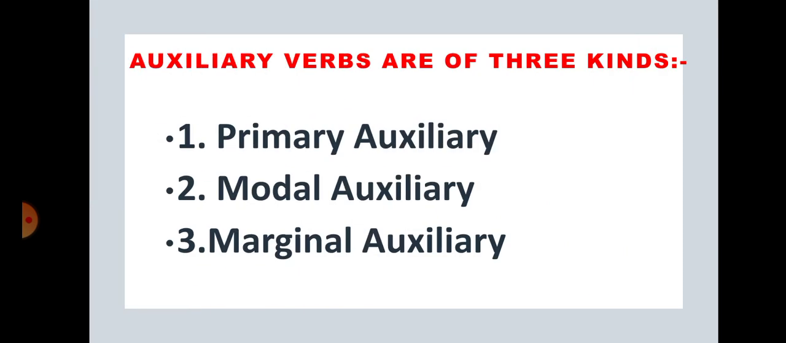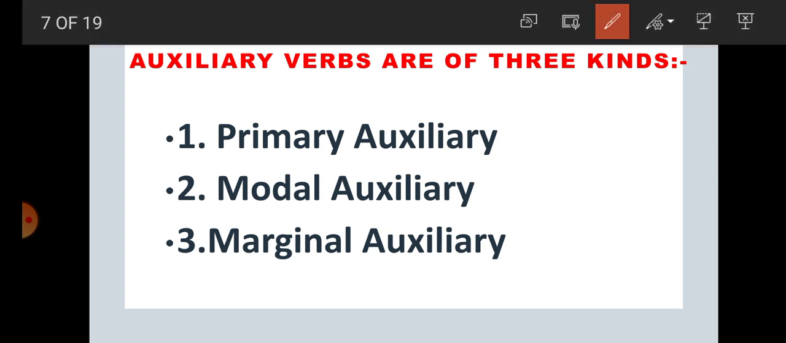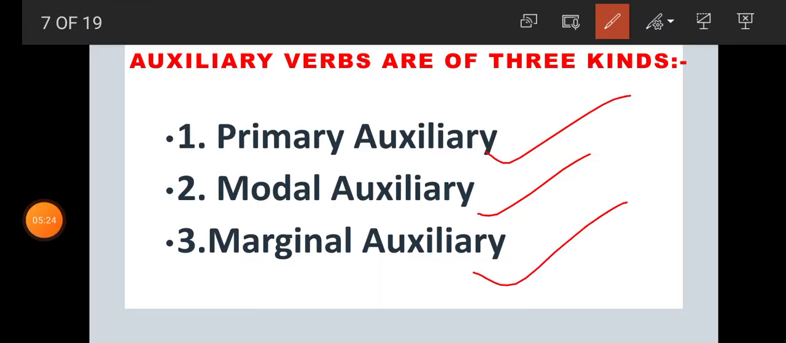Now, students, auxiliary verbs are of three kinds. First one, primary auxiliary. Second one, modal auxiliary. Third one, marginal auxiliary. So one by one we will read what is primary auxiliary, modal auxiliary and marginal auxiliaries.